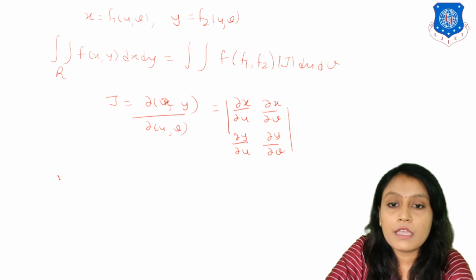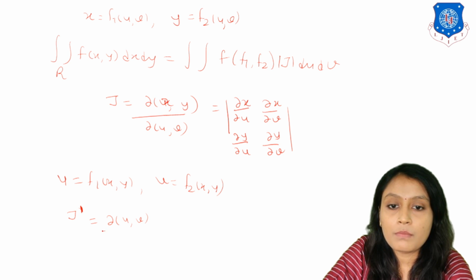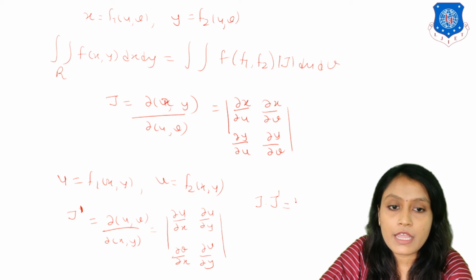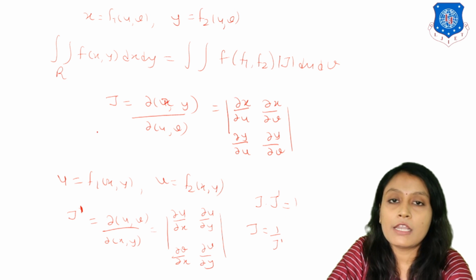And if we are given that u is some function of x, y and v is another function of x, y, then we will find this J', and it is given by ∂(u, v)/∂(x, y), which can be expressed as the determinant with ∂u/∂x, ∂u/∂y, ∂v/∂x, ∂v/∂y. And we have this identity that J·J' = 1. So from this we will get our J as 1/J', and then again we have to substitute in this and evaluate the integral.